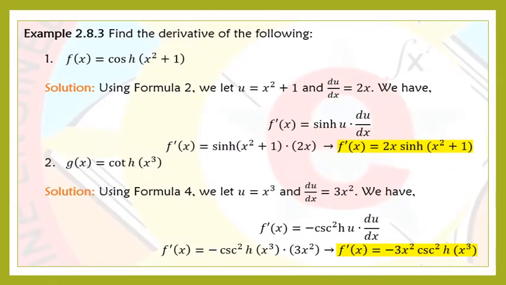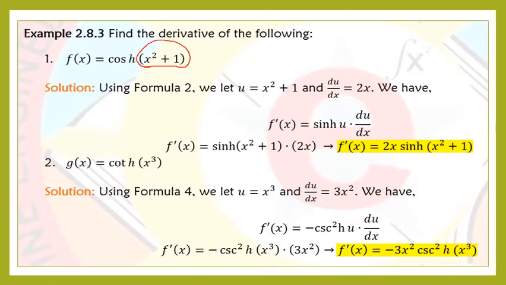Find the derivative of the following. First, the given function is f of x equals hyperbolic cosine of x squared plus 1. So, this is our u. Since the inside is not an inverse trigonometric function, we can let u be the inside function.